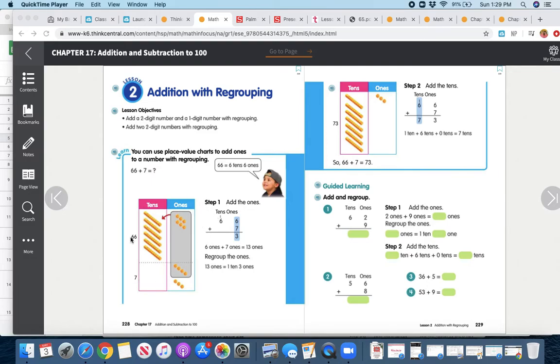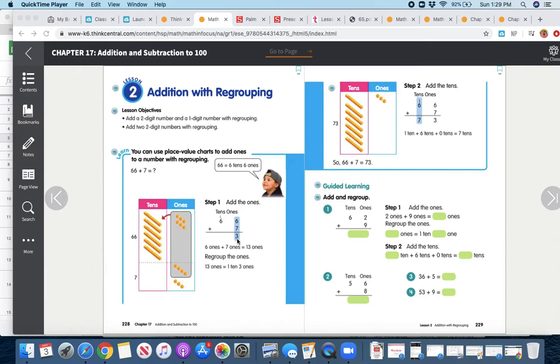So here is the picture where we have 66, 6 tens, 6 ones, plus 7 ones. As you can see, they have highlighted in gray the area where we are making a new 10. So there are 6 ones here, 4 ones here. You put them all together and then you can make a new 10. They show this in the abstract with the vertical addition with the 1 in the tens place.